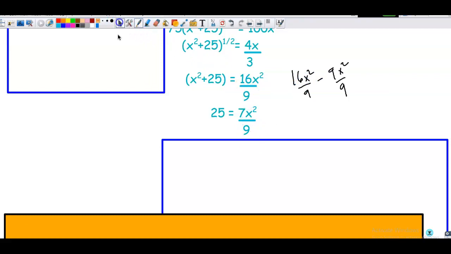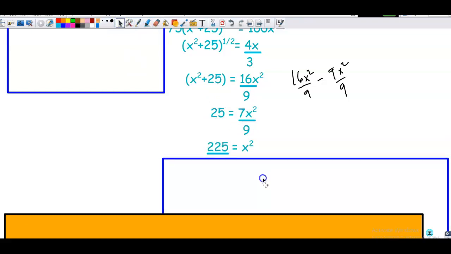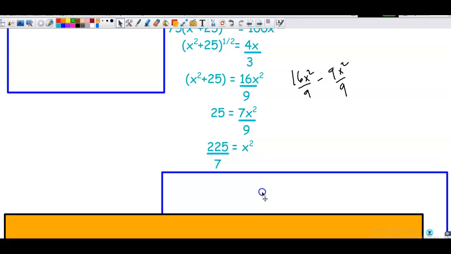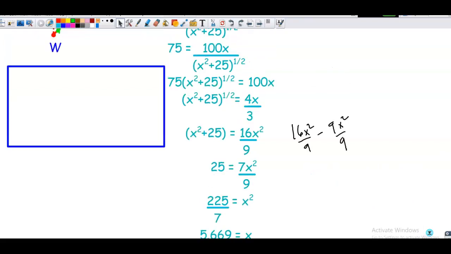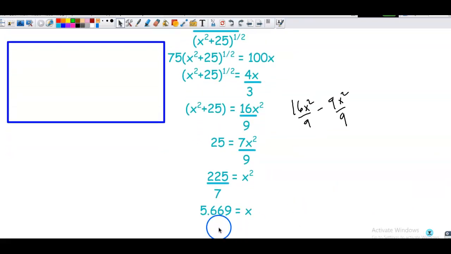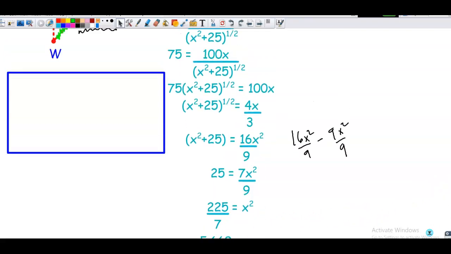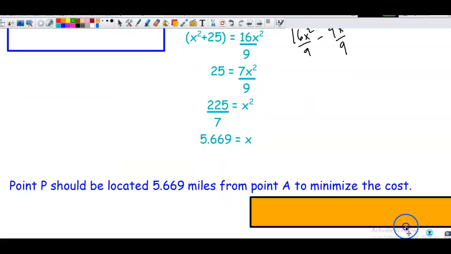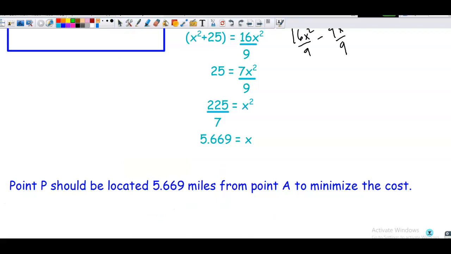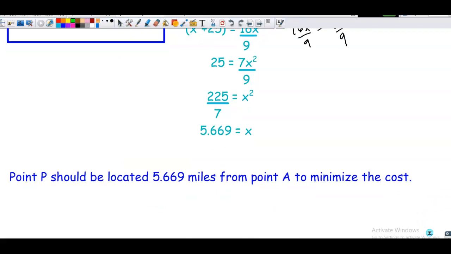Multiply both sides by 9. 9 times 25, that's 9 quarters. So 225. Divide by 7. Square root both sides with the calculator. A negative distance would not make sense. So in order to minimize my cost, I should put point P 5.669 miles away from point A, and that would minimize my cost. Point P should be located 5.669 miles from point A in order to minimize the cost.